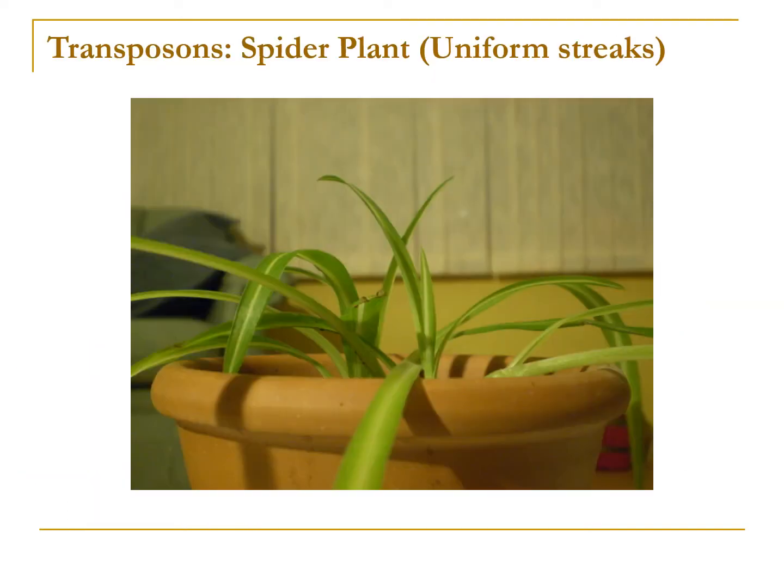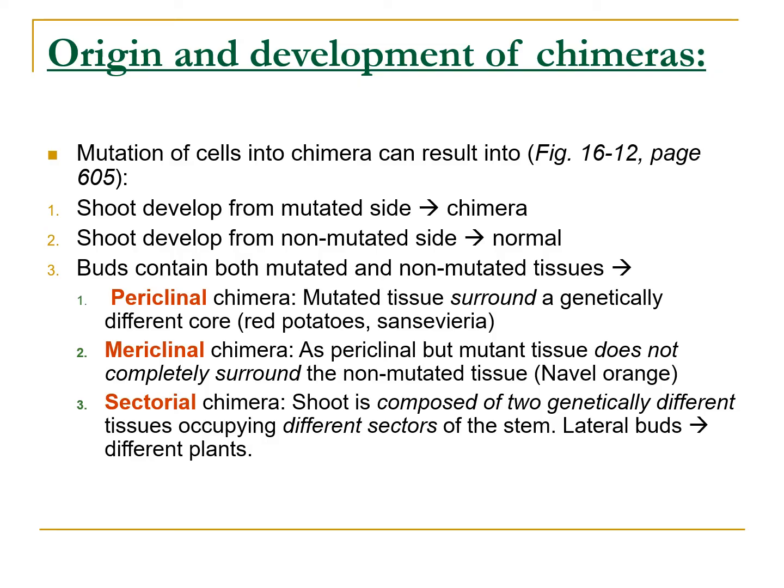Transposons in spider plants exemplify how genetic variations manifest visually, resulting in traits like streaks or dots. This observation underscores the significance of genetic stability or instability among plant species. Chimeras emerge from specific cell layers, leading to mutations in plant tissue that can result in variations such as periclinal and mericlinal types. Comprehending these variations enhances plant breeding practices.